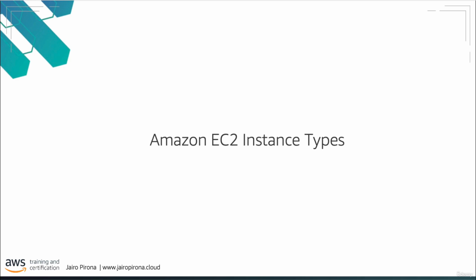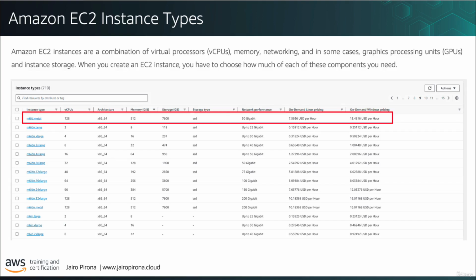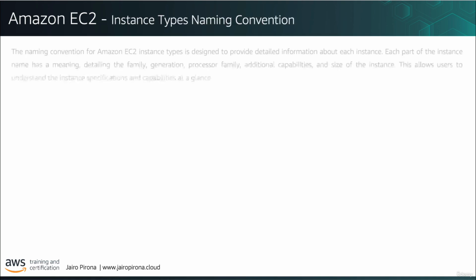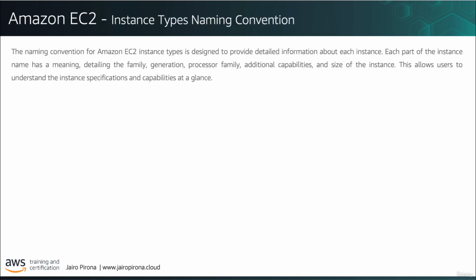the target workload. Therefore, when you create an EC2 instance, you have to choose how much of each of these components it needs. Instance types are grouped into different instance families, and we'll look at these families in a minute. Then, you should select an instance type based on the applications you plan to run on the EC2 instance. For example, if your application is compute-intensive, you should select a compute-optimized instance type. If your application requires a balance between CPU and memory, you should select a general-purpose EC2 instance type.